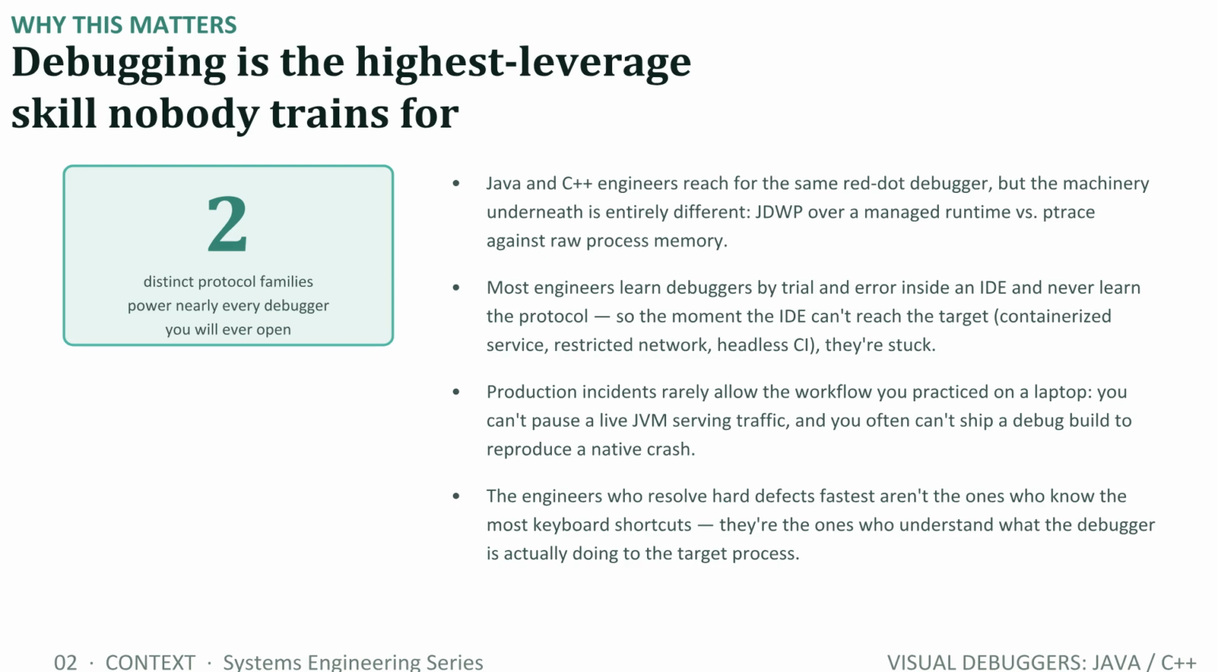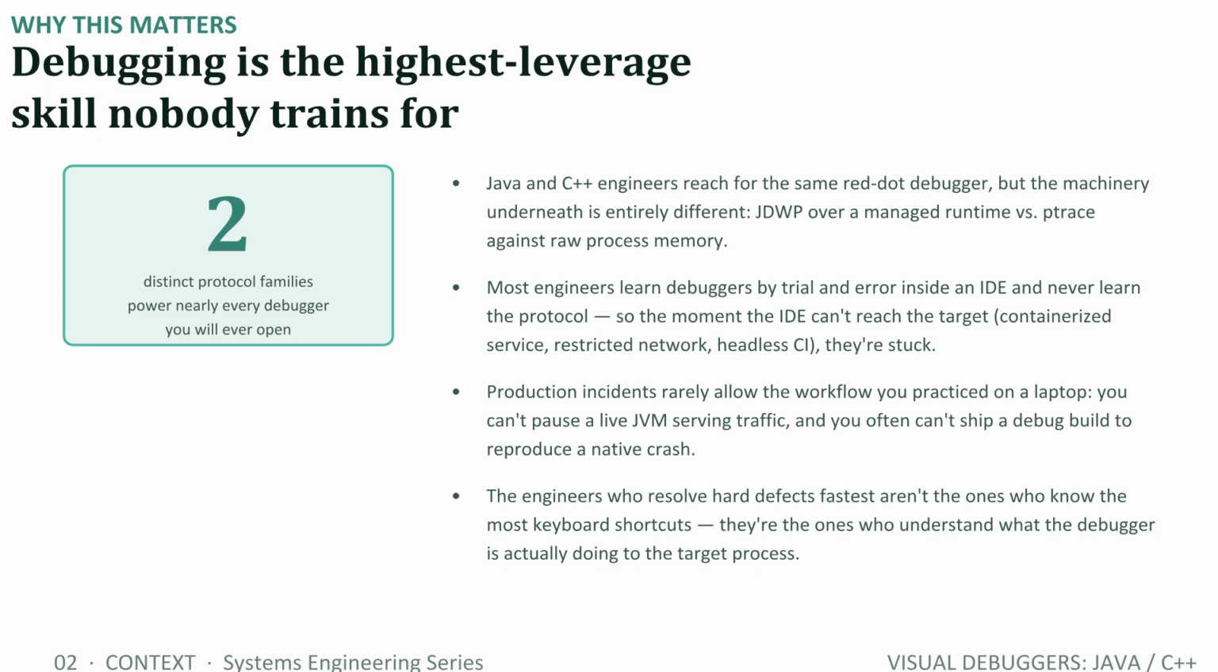Production reality. A common story. An engineer can reproduce a bug locally in under a minute with the IDE debugger, then spends 3 days failing to reproduce it against the staging cluster because the debugger was never designed to attach through a load balancer, a NAT, or a container boundary without deliberate configuration. Remote JDWP socket, port forwarding, ptrace capabilities inside the container.